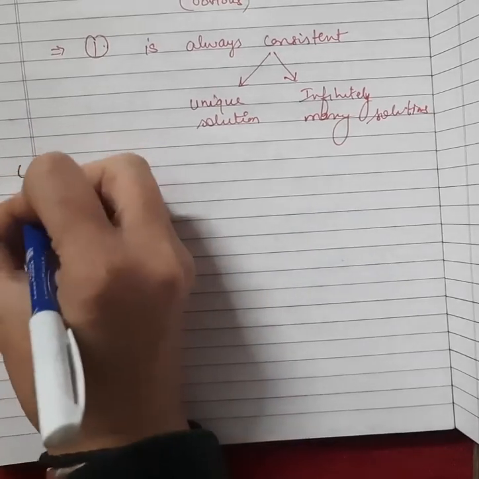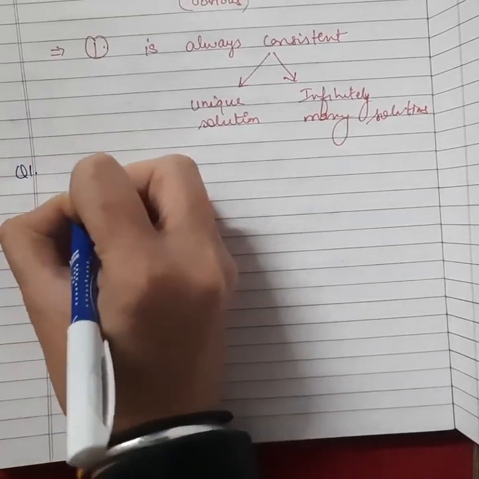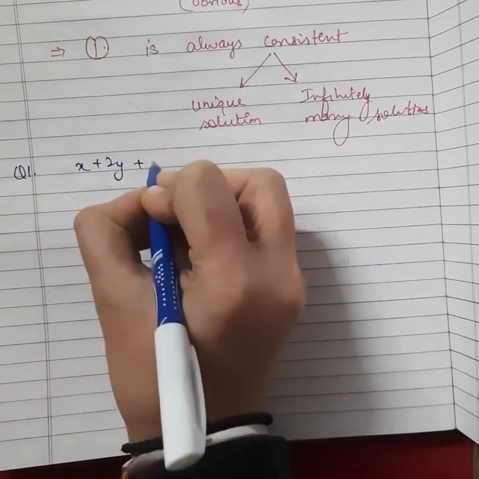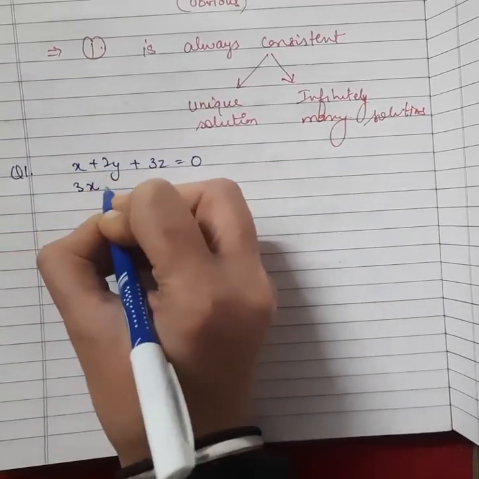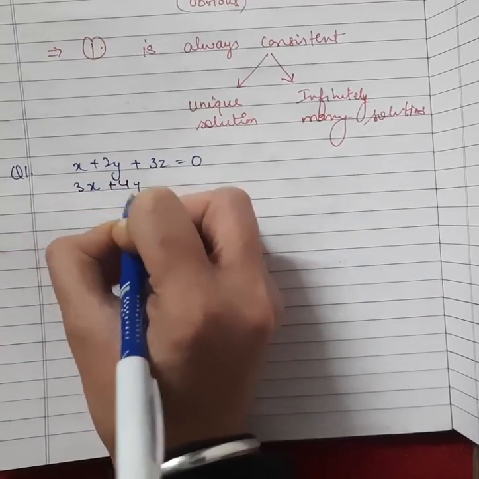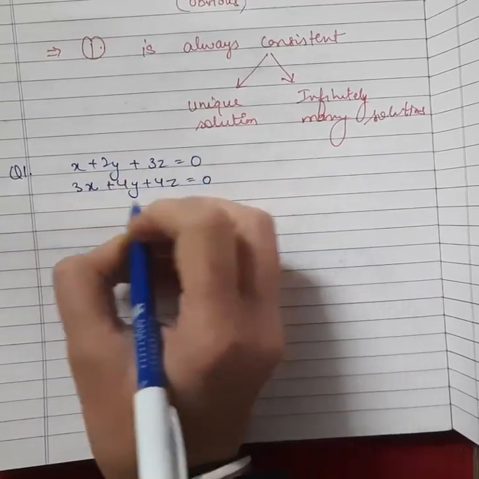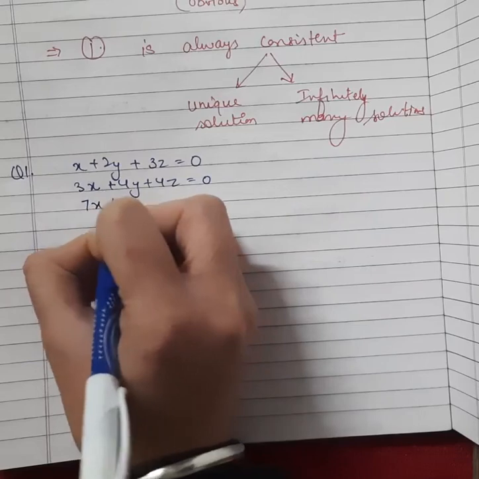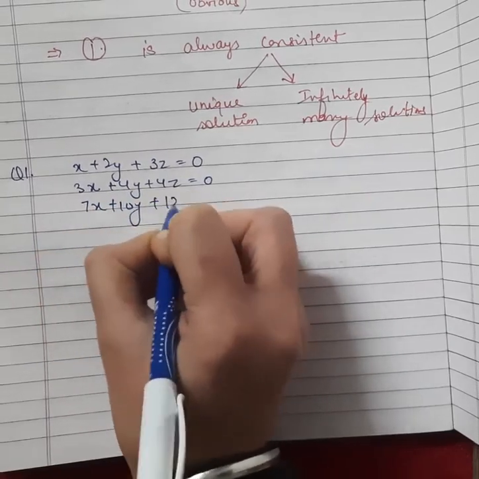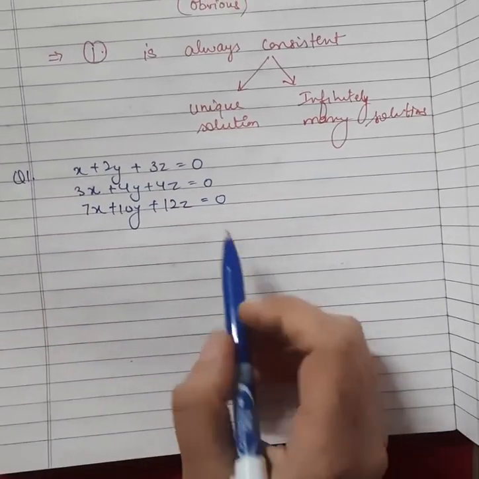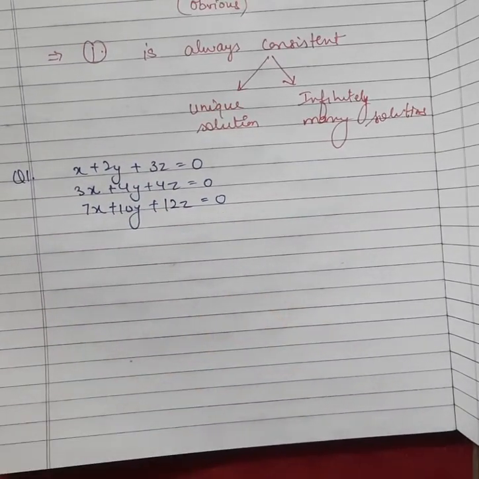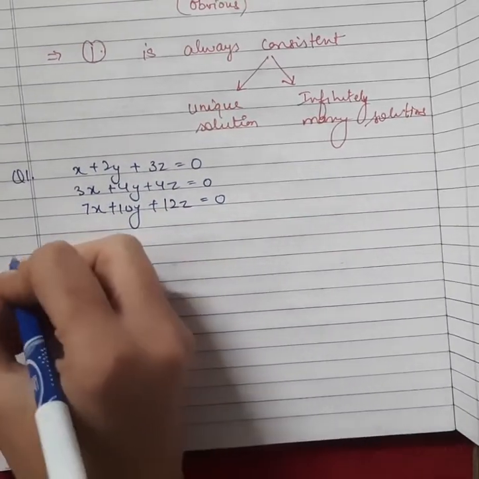Now let's start with example 1. The system of linear equations is given to us as x + 2y + 3z = 0, 3x + 4y + 4z = 0, 7x + 10y + 12z = 0. As you can see, this is a homogeneous system of linear equations. Now we are going to solve it.